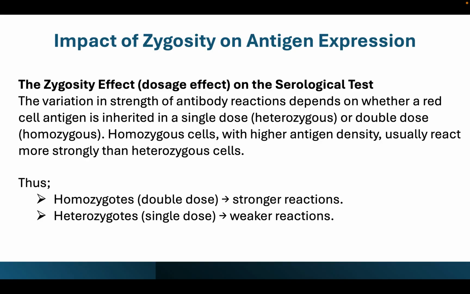Thus we can set this like a simple equation. If I have homozygous alleles, that means I have a double dose of the antigen. This will give me a stronger reaction with the antibody. If I have heterozygous, different forms of the allele, I get a single dose of the antigen. That means I will have a weaker reaction with the antibody. The next slide has an example so you can understand this more quickly.